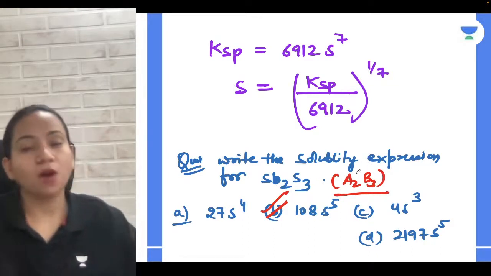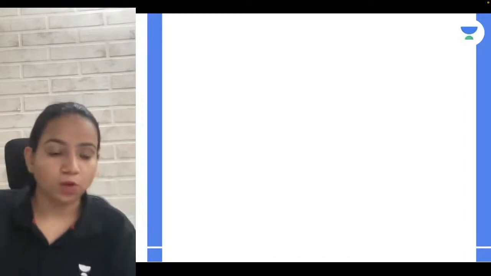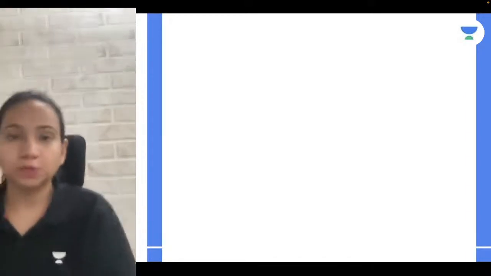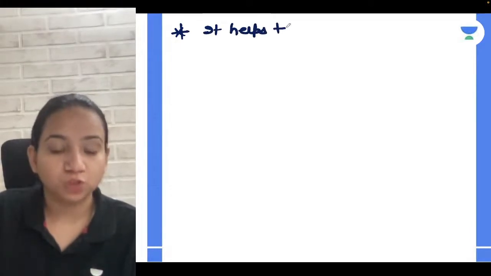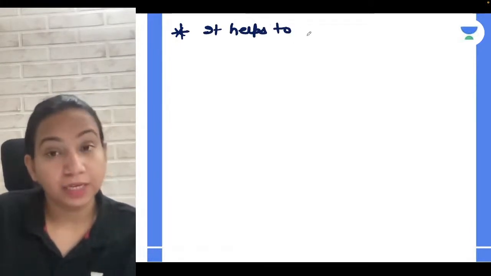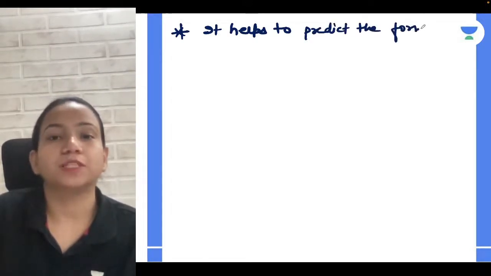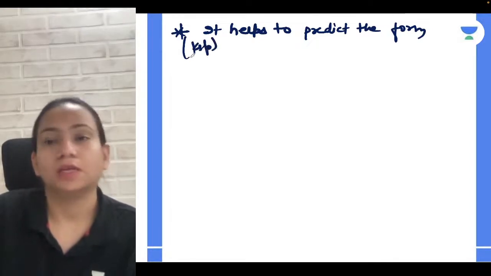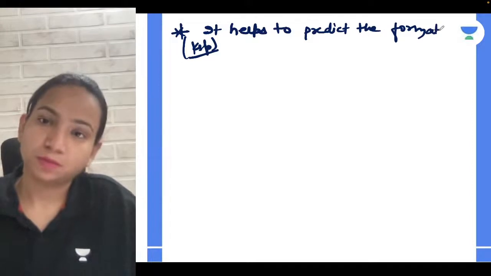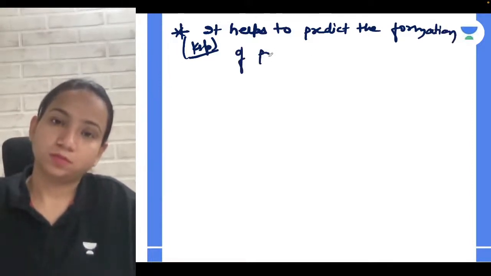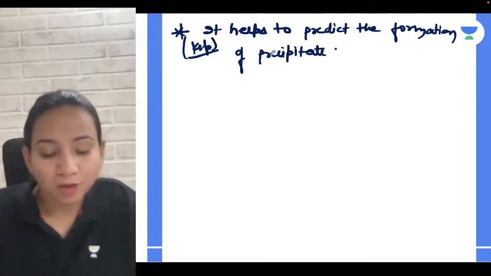Simple. Now, there are many applications of solubility product. But one application of solubility product is that it helps to predict the formation of precipitate. KSP helps to predict the formation of precipitate. How can you relate that?